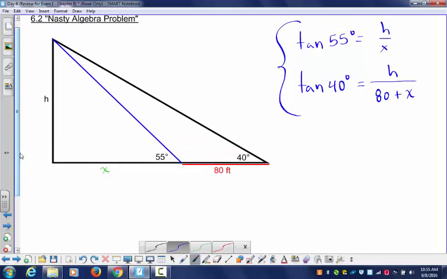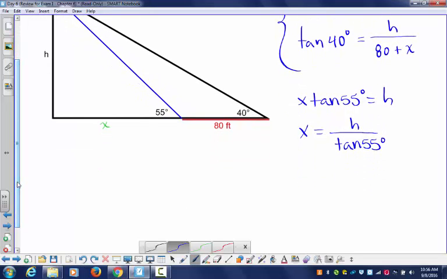Top equation, if I multiply both sides by x, we end up with x tangent 55 degrees equals h. Now, if I'm trying to find h, this would make a natural substitution for h, which would leave an x. So that would mean we'd solve for x first and then back sub to get h. If I just want to solve for h, though, I'm going to substitute out the x in the other equation, so I'm going to plug that in for x.